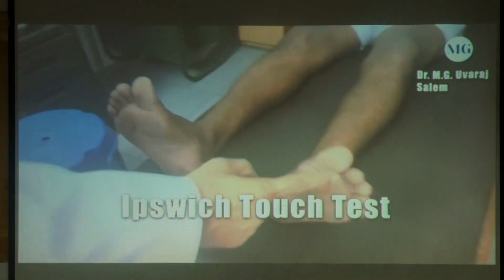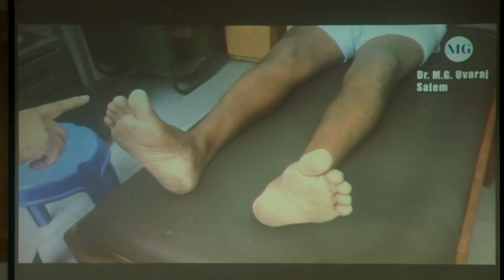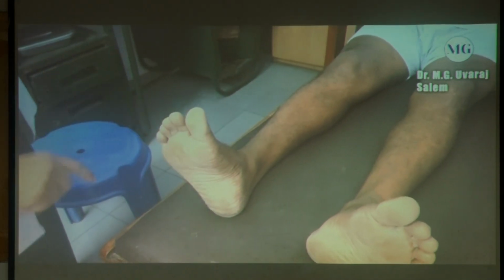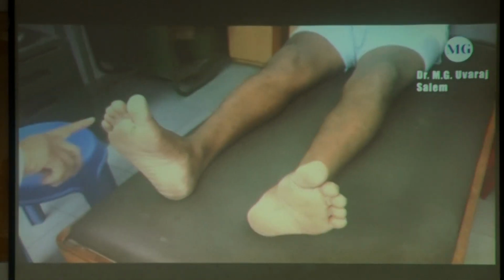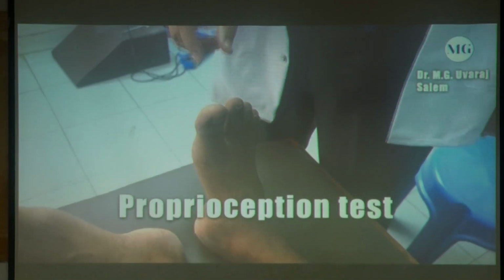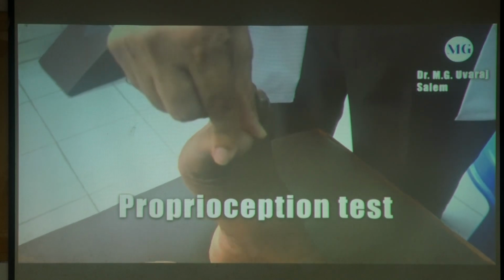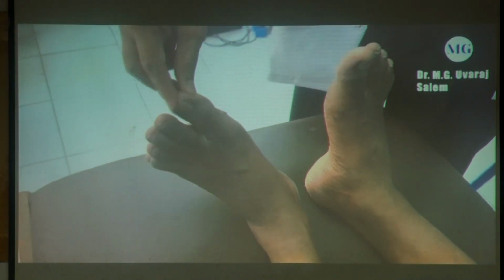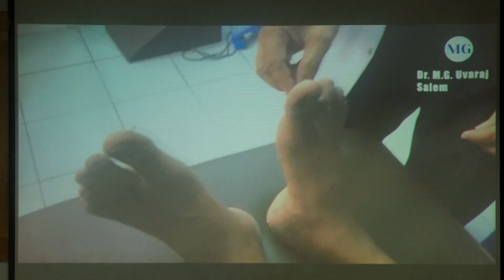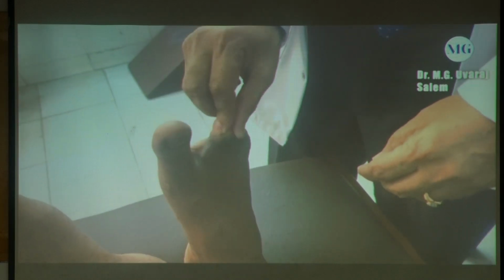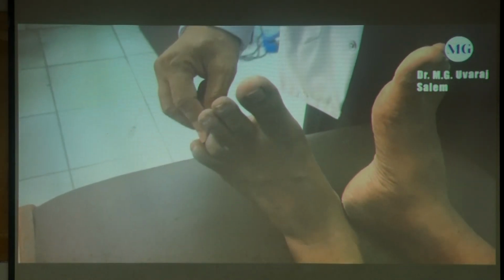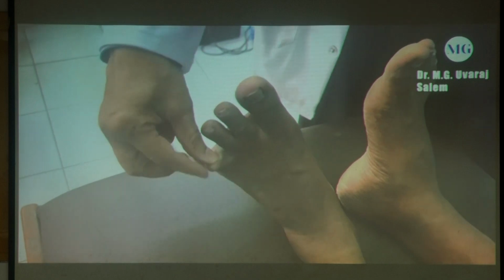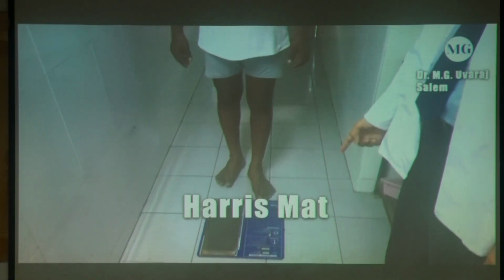The Ipswich touch test is a simple test done by touching the first, third, and fifth toe while the patient's eyes are closed. Proprioception test: whether the patient can feel the movement of the toes. Then the Harris mat test.